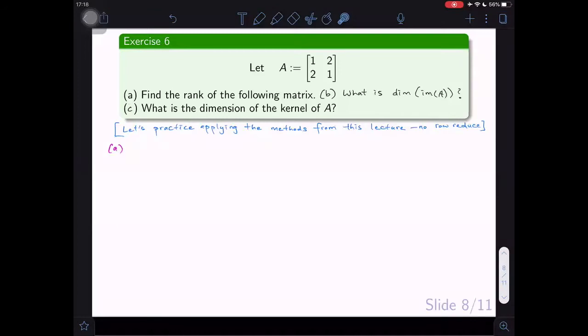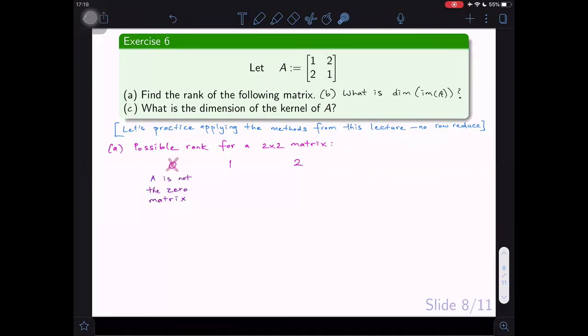In this exercise, we have a 2x2 matrix, so we can easily row reduce to compute the rank of the matrix, but let's practice applying the methods from this lecture instead of row reducing. Because the matrix is 2x2, the highest possible rank should be 2. The other options are 1 and 0. We see that this matrix is not the zero matrix, so the rank could not be 0.